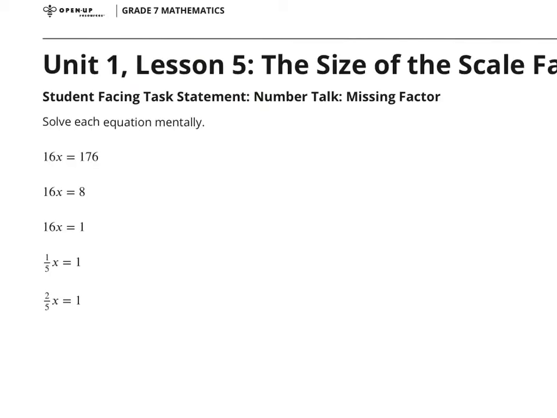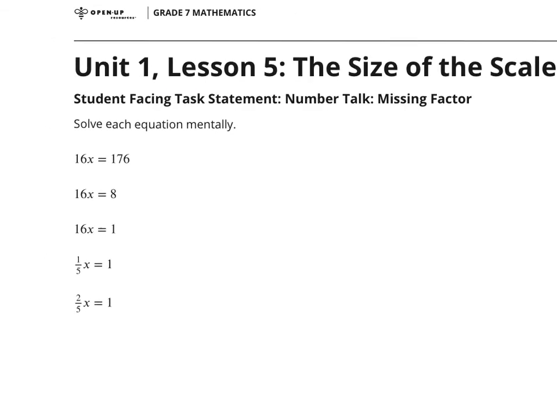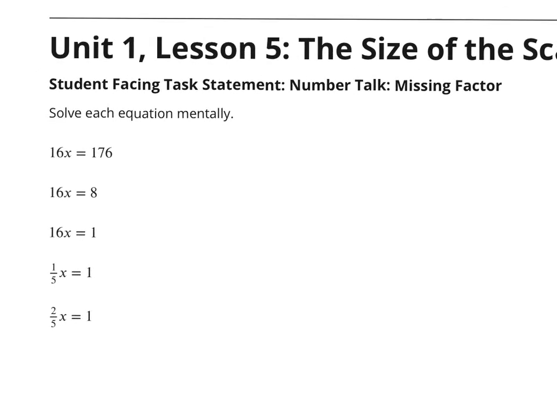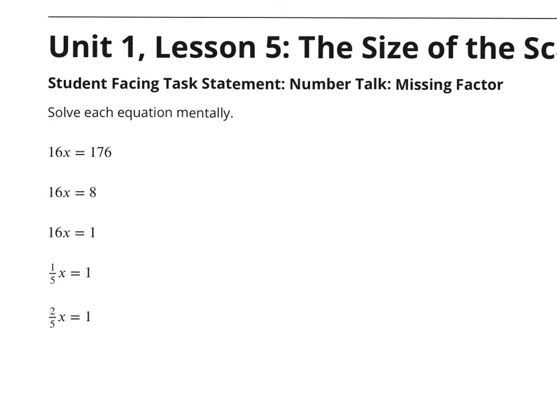So first thing I want you to do is check out these questions. It says solve each equation mentally, which means we have no calculators. All we're doing is trying to figure out what number stands in for the x. So this means 16 times what gives me 176. So take some guesses or do whatever it is you can to figure that out. Try to do it without any paper. Try to do it just using what you know.